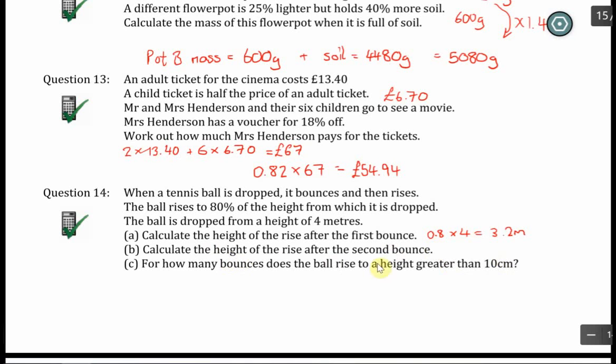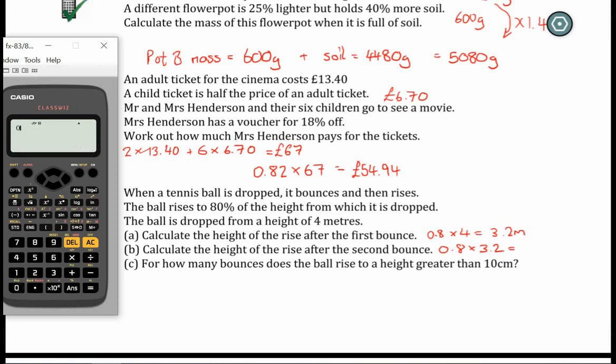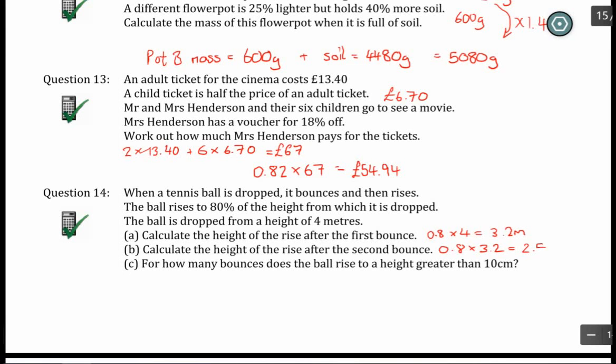The height after the second bounce, I need to do 0.8 times 3.2. So I'm going to use a calculator for this one. So it will rise to 2.56 meters. For how many bounces does the ball rise to a height greater than 10 centimeters? So bear in mind that's in centimeters, that's 0.1 of a meter.